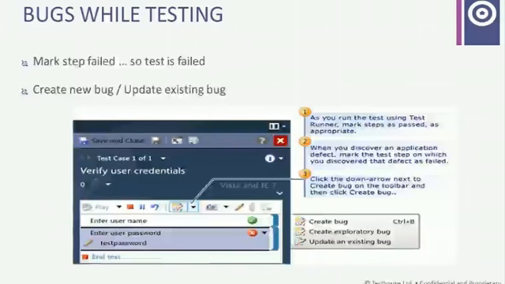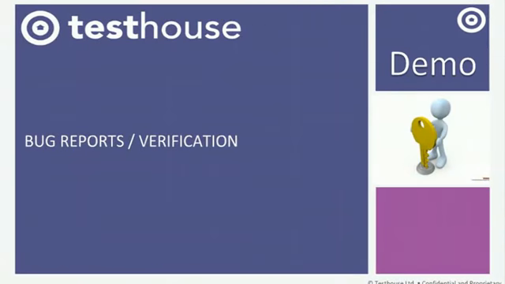So here's a quick screenshot. All the user has to do, the tester has to do, is press a button, and it will present them with a bug report which they can fill in. And a lot of information will be put in there for them, like the test steps, for example, to make a really useful bug report. So we'll run this demonstration, the bug report verification.